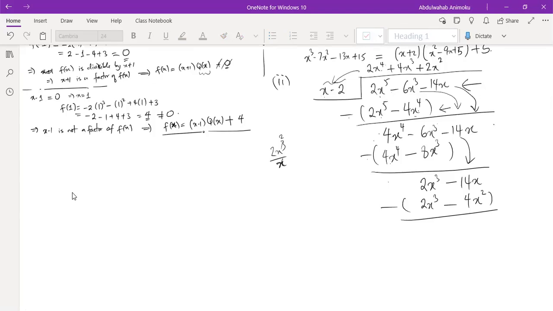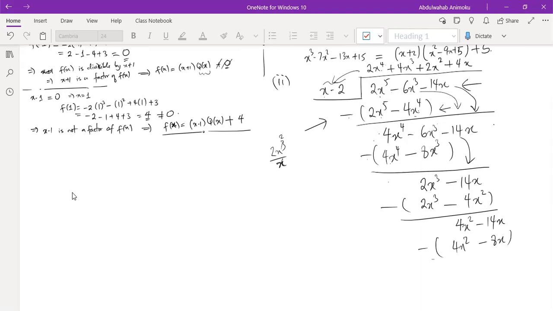Now 2x cubed minus 2x cubed is 0. Again, we have that similar problem that we had here. So minus times minus 4x squared will give us 4x squared. Then we still have minus 14x here. Then again, x into 4x squared will be plus 4x. Now 4x times x is 4x squared. 4x squared times minus 2 is minus 8x.